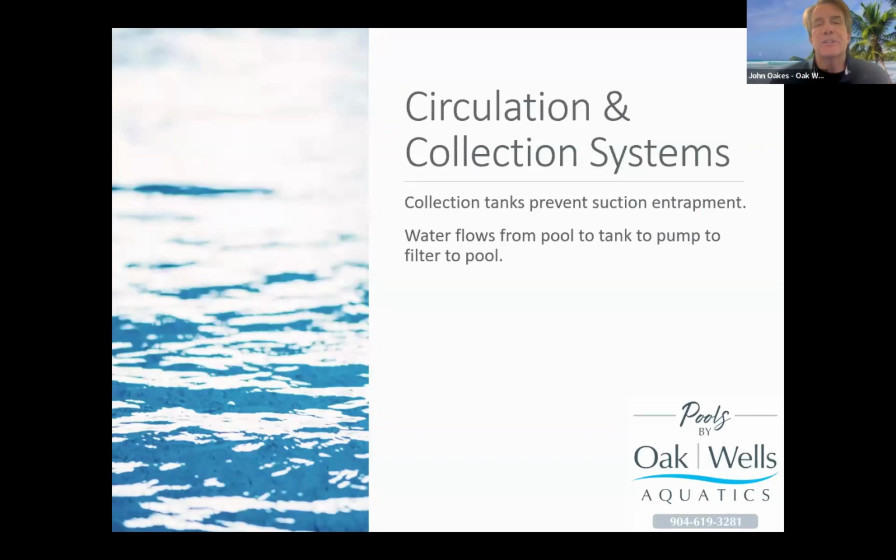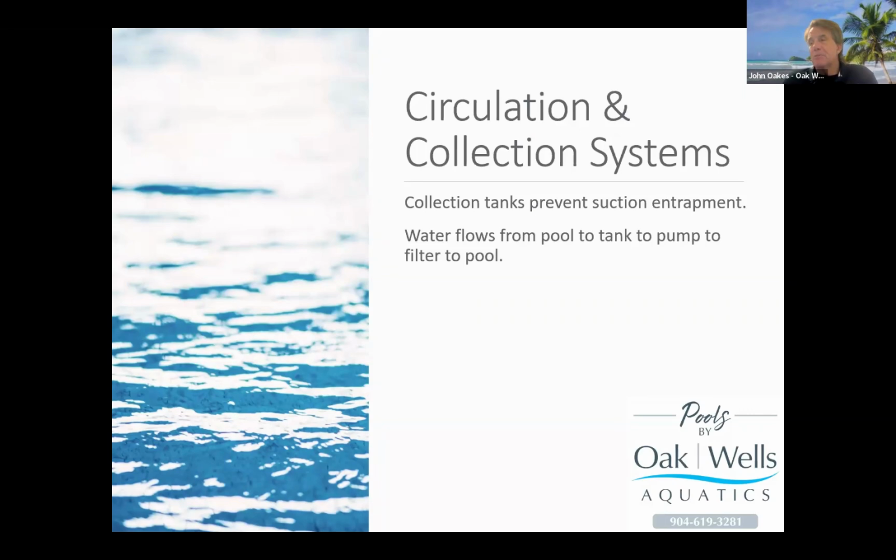Circulation and collection systems. Typically on a residential pool that you might be familiar with, you have a pump which draws water out of the swimming pool, typically runs it through a strainer basket and then through a filter, and then it goes either through a chlorinator or a salt chlorination system, and it's then sent back into the swimming pool. On commercial swimming pools, due to safety features, we are not allowed to have the pumps draw water directly out of the part of the swimming pool that people swim in.